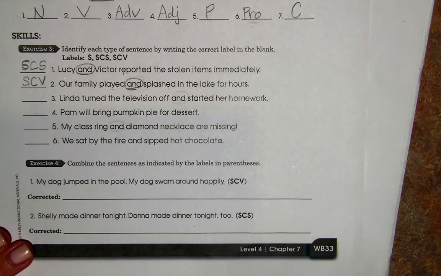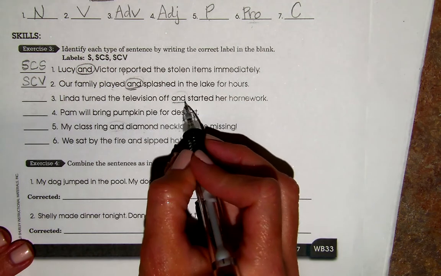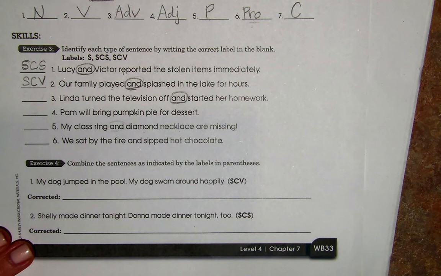Number 3. Linda turned the television off and started her homework. Are there any conjunctions? Yes. There's the conjunction and right here. And so I'm going to look to see, is it connecting two subjects or is it connecting two verbs? Well, I know that turned is a verb. So if I started there and said, who turned the television off and started her homework, then my answer would be Linda, which would be the subject noun.